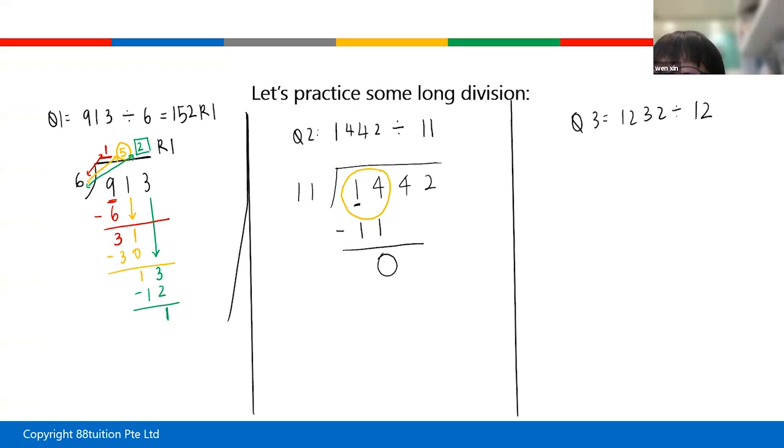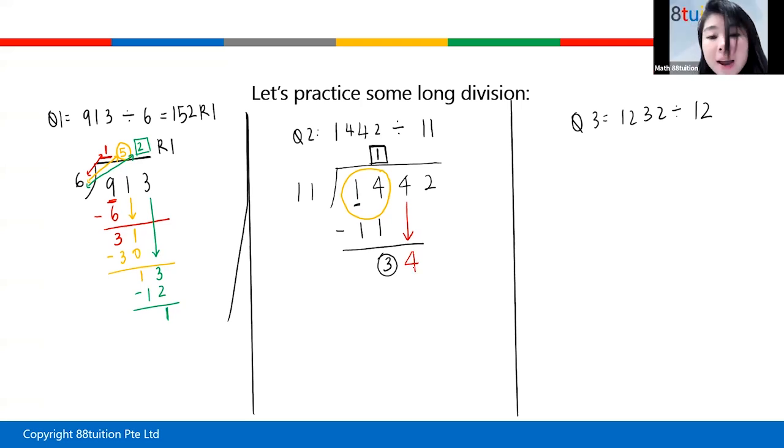Three. 3, good. What do I write in the square here? What times 11 gave me 11? 1, correct? So what is the next step? I need to bring down what number? 4. Can 34 be divided by 11? No. So what is the closest number to 34 that can be divided by 11 but is smaller? 33, good.